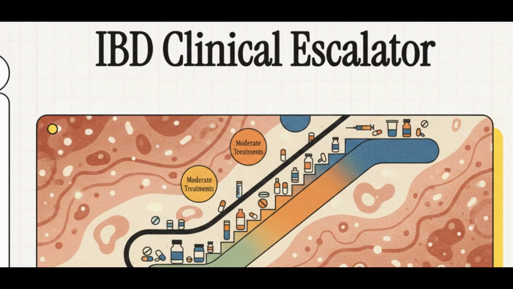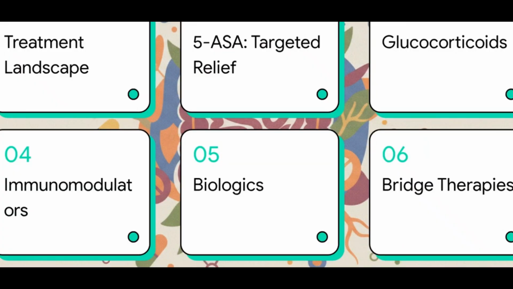It's a brilliant example of matching the right tool to the exact right problem, and I'm super excited to guide you through it. Okay, let's dive right in. Here's our clinical map for navigating this complex landscape. We'll start by defining the overall treatment strategy, then move up the escalator through 5-ASA drugs, glucocorticoids, immunomodulators, biologics, and finally, look at emergency bridge therapies.